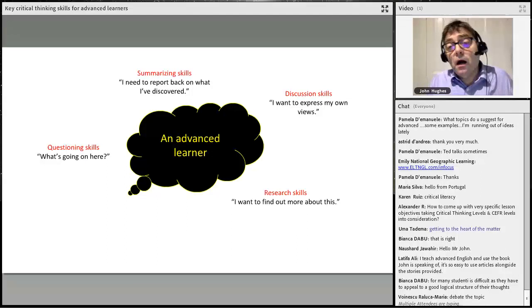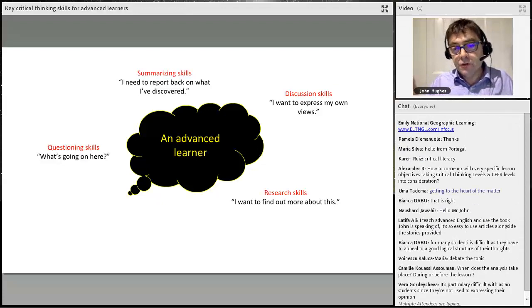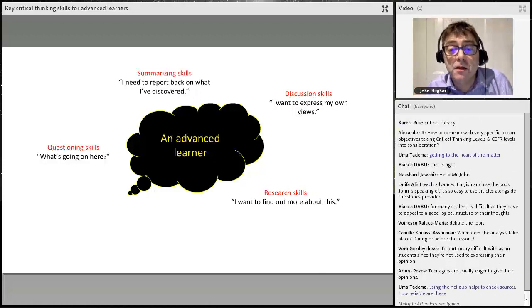For homework, I often set advanced students research tasks. I want them to find out more about the topic. And what's wonderful now with the internet is that I can bring a reading to class, we can read about a topic, and then I can say to the students, for homework, can you go off and do some more research? So quite often the research happens as a homework task, but the wonderful thing with advanced learners is you can ask them to do that kind of task.